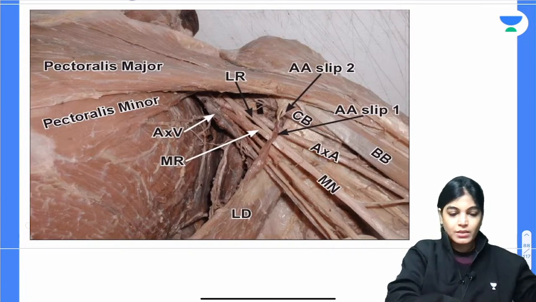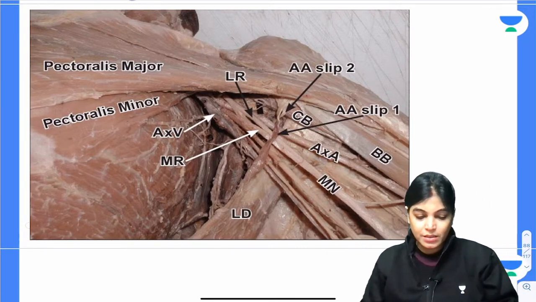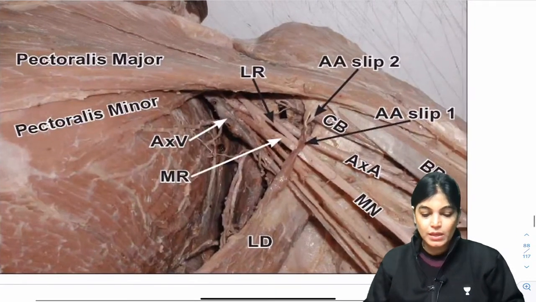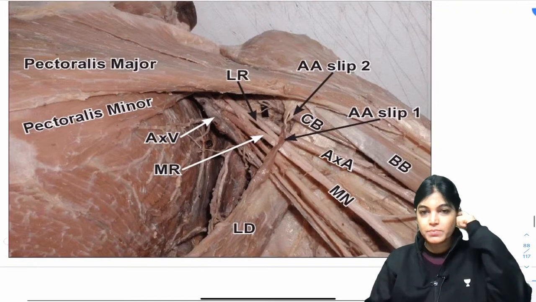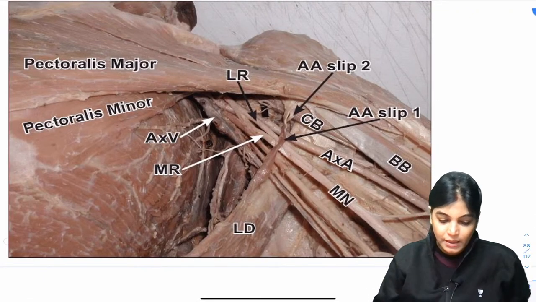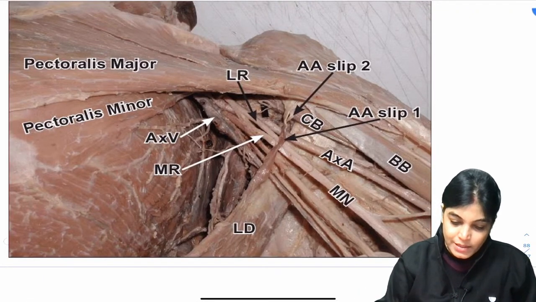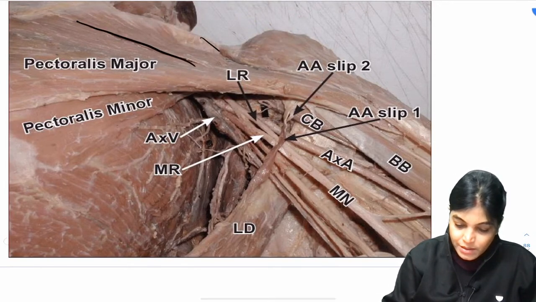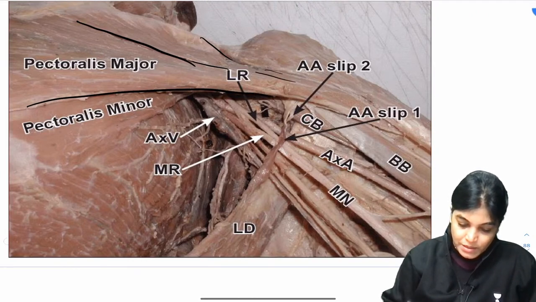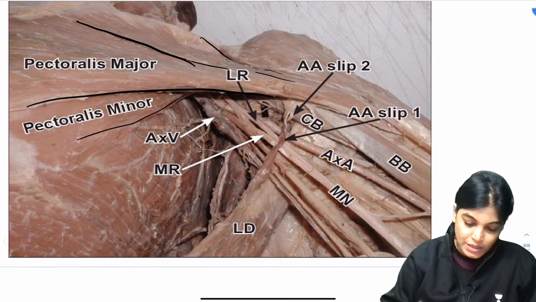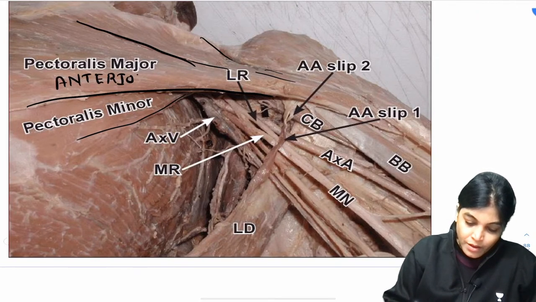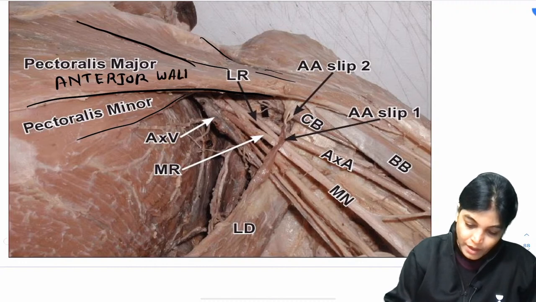Okay, so see here, a clean dissection view of the axillary region has been shown to you. In this you can clearly see that part of the anterior wall is still intact. See here, the clavicular and sternal parts of the pectoralis major muscle, and below also the pectoralis minor. These are forming the anterior wall of the axilla.